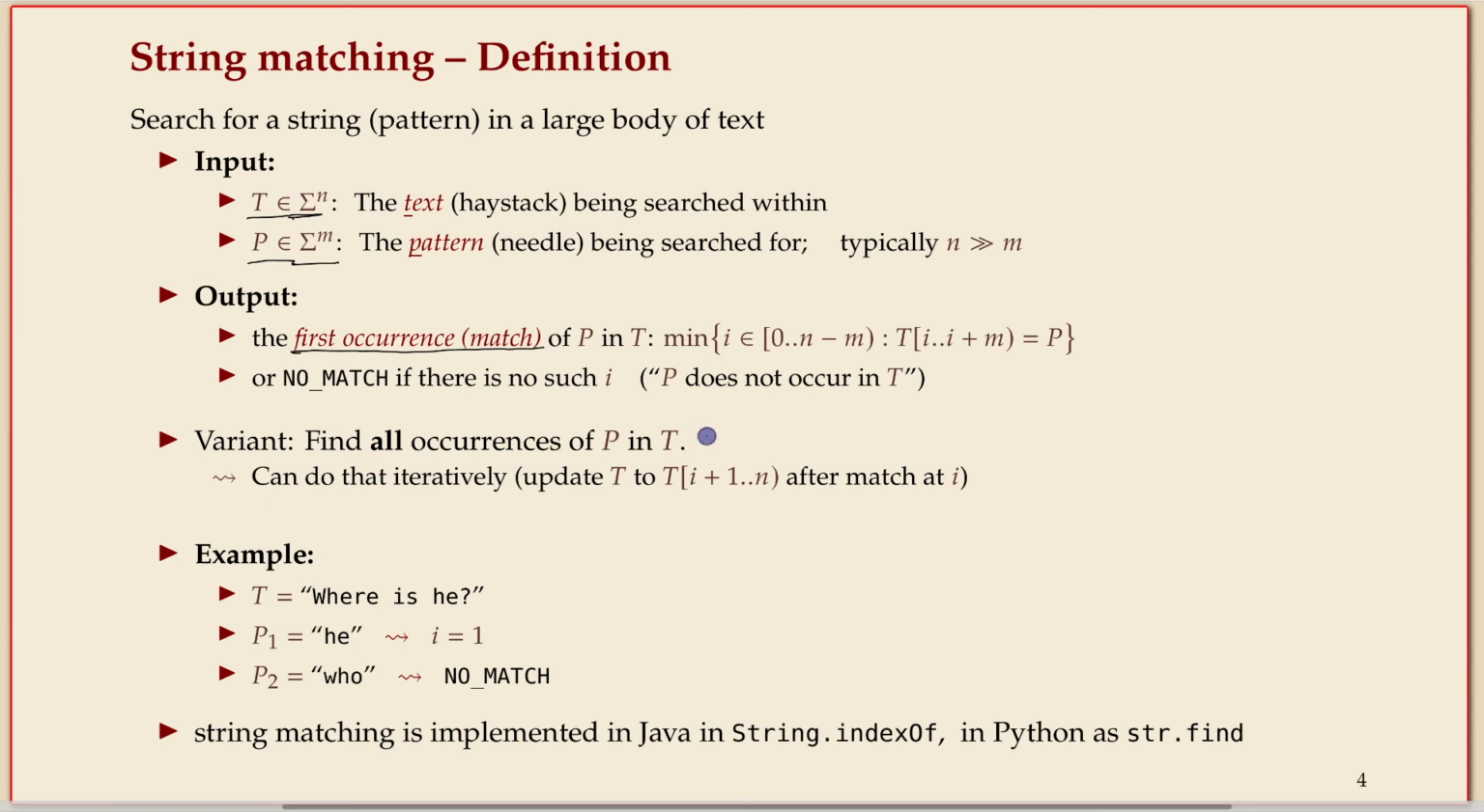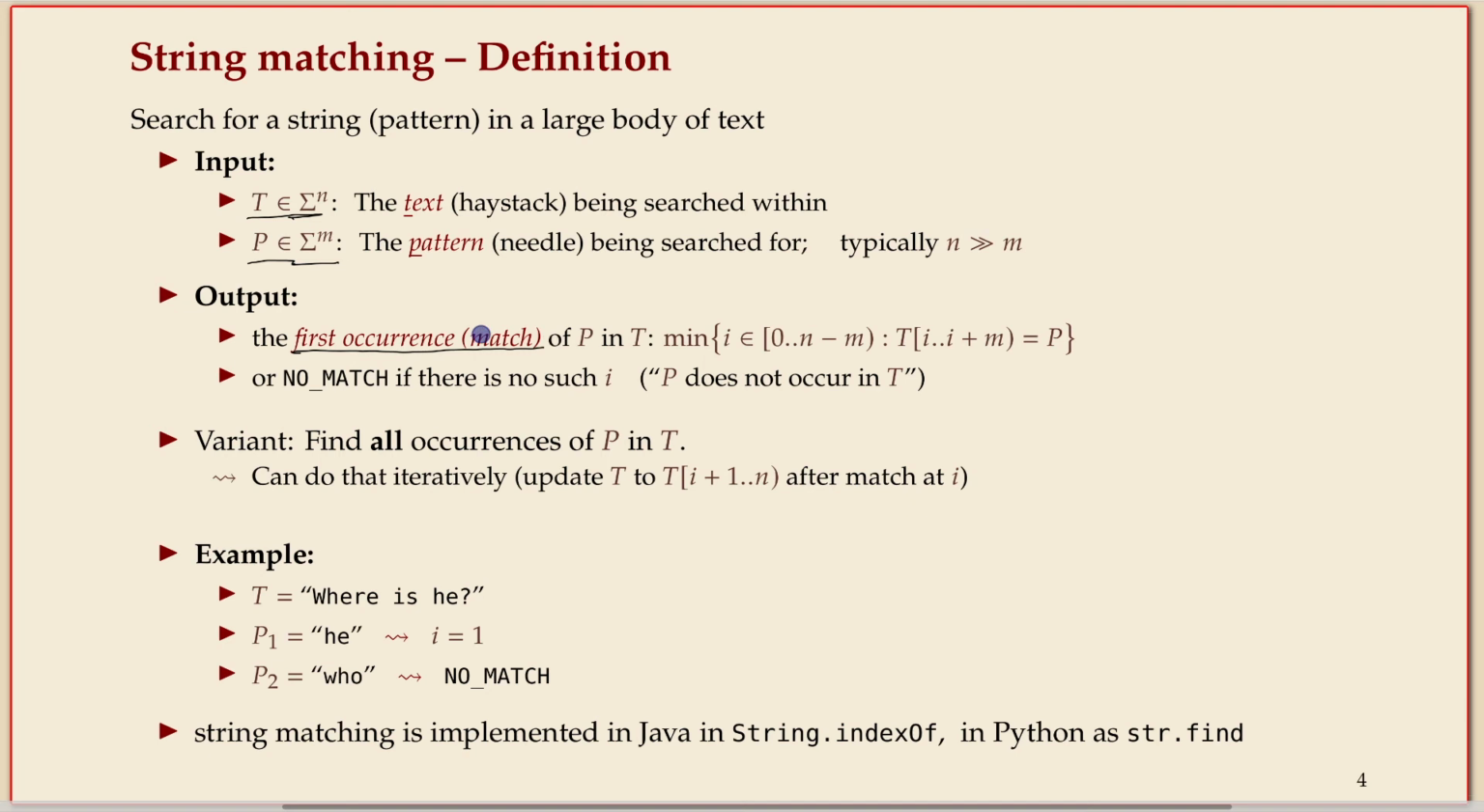A variant of the problem, as I hinted at, is to find all occurrences. We'll talk about this at some point, because for some of the algorithms, you can find all occurrences in essentially slightly faster than searching for the first and then continuing from there, because you give up some information you learned already. But for now, we'll focus on always finding the first occurrence.